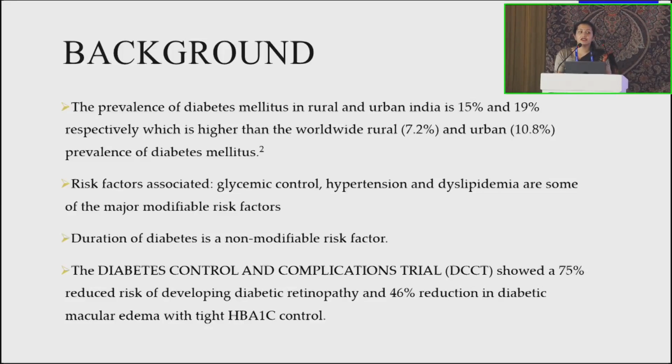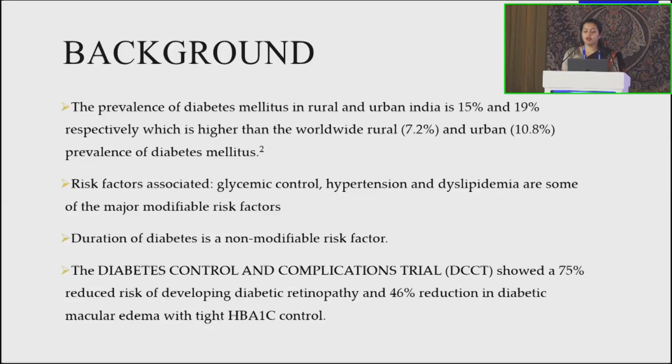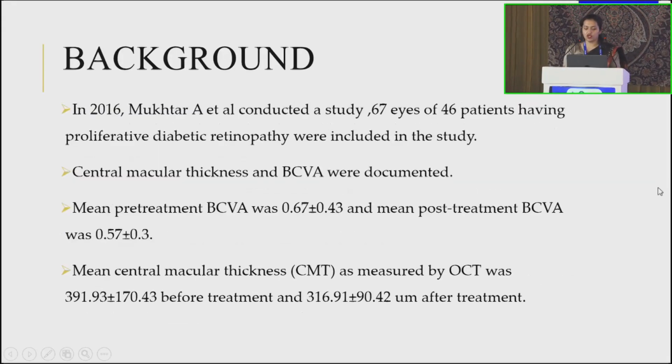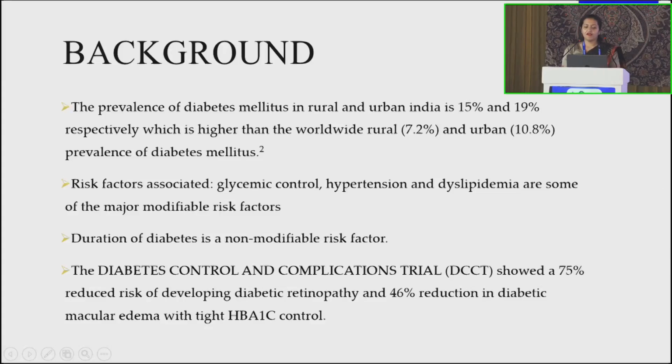The risk factors are modifiable and non-modifiable. The modifiable ones are glycemic control, hypertension, and dyslipidemia, and the non-modifiable one is the duration of diabetes. The DCCT study showed a 75% reduced risk of development of diabetes complications with tighter HbA1c control. The prevalence of diabetes.